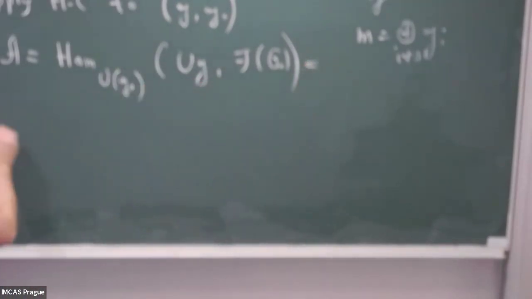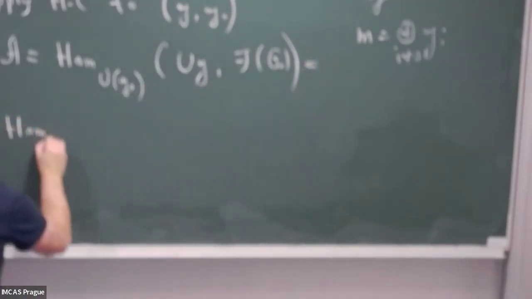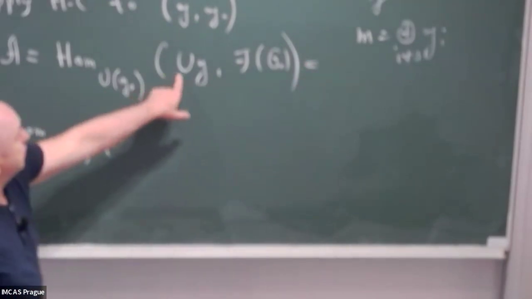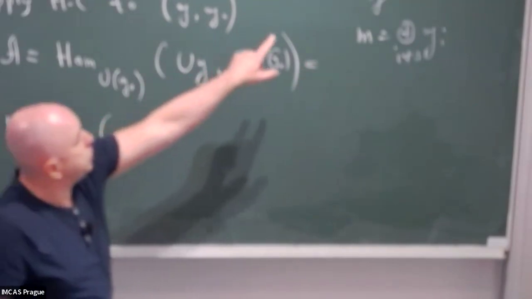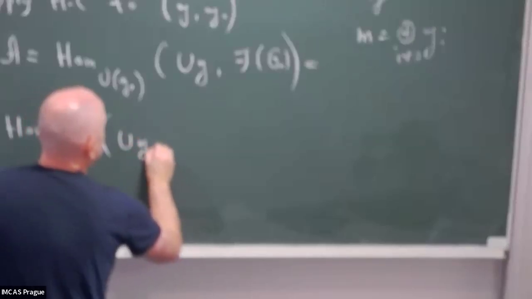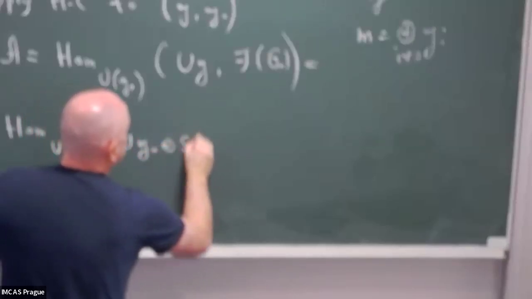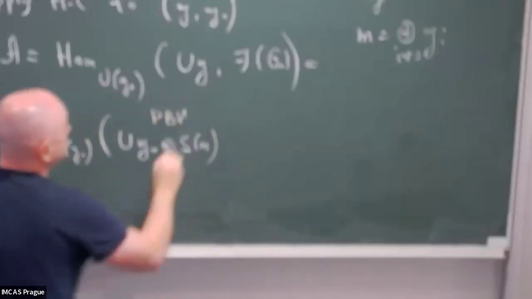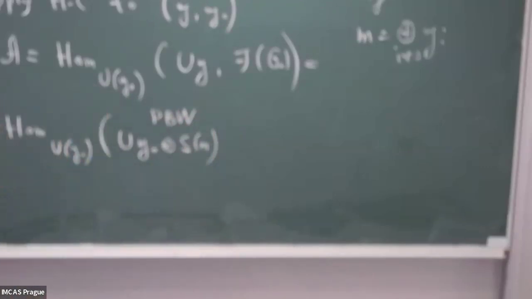So now let us look at this expression. This is the same as homomorphisms of UG0. Now let's represent UG as UG0 times the symmetric algebra of M, right? And here we use the Poincaré-Birkhoff-Witt theorem in the Weil form, right? So this is precisely what was written here, right? Not here.